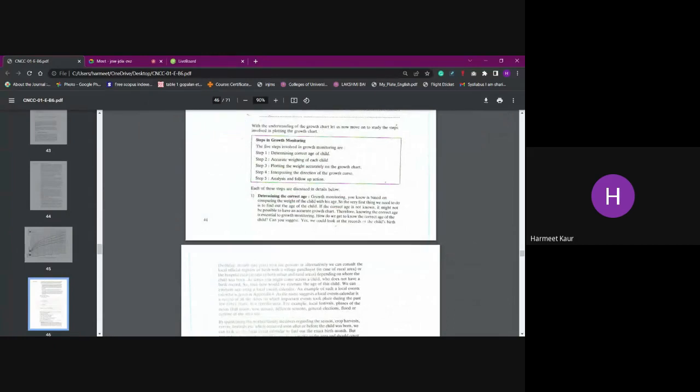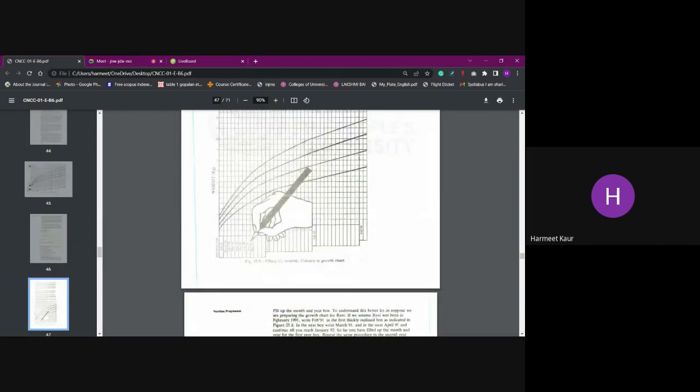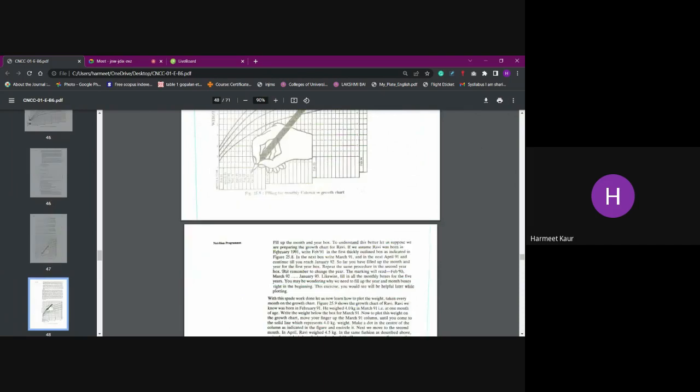Okay, so you can see that they have mentioned different steps in growth monitoring. The first one is the correct age of the child, because this is a weight for age chart, so obviously you need to know the age of the child. Then you are going to accurately weigh the child every time he or she comes for the measurement. You are going to accurately plot the weight indicator on the graph, and then you have to interpret the direction of the growth curve. Okay, so the direction of the growth curve, which we discussed.